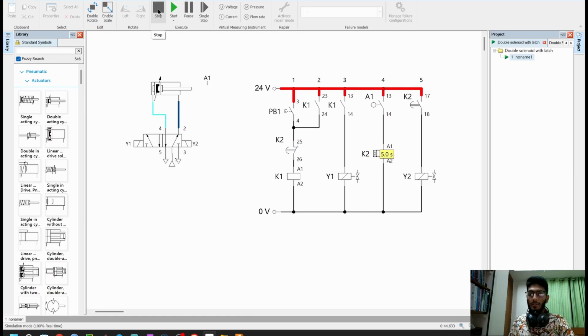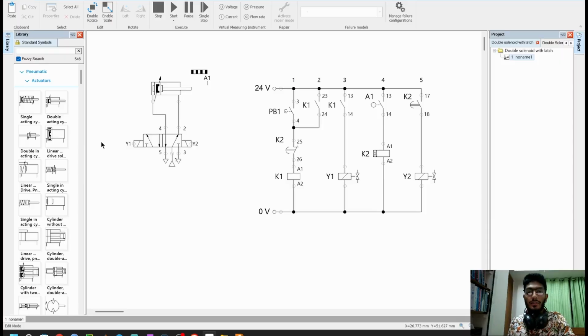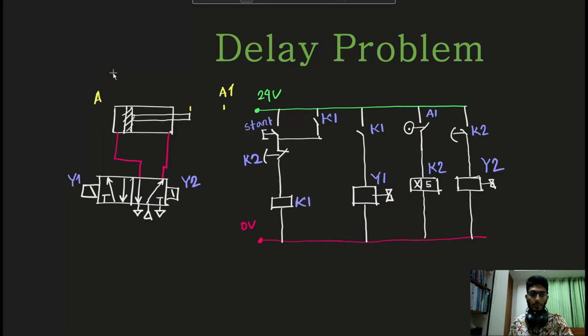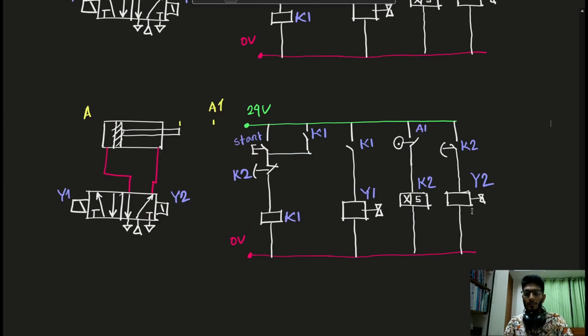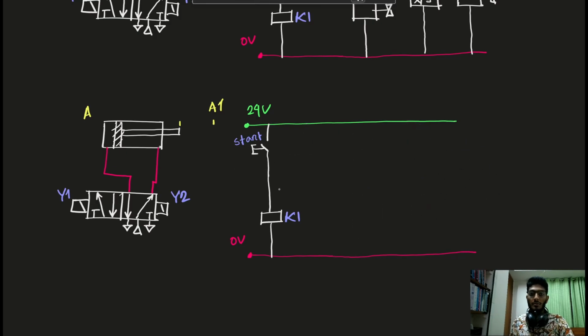See, it's working perfectly. Okay, now let's see the second solution. So I'm going to copy this whole thing. Okay, the second solution is without latch. It's much simpler than before. So I'm going to remove this. So I have the start button and a relay coil K1, and I need another K1.